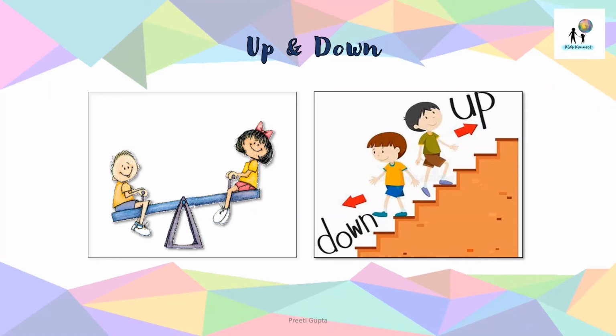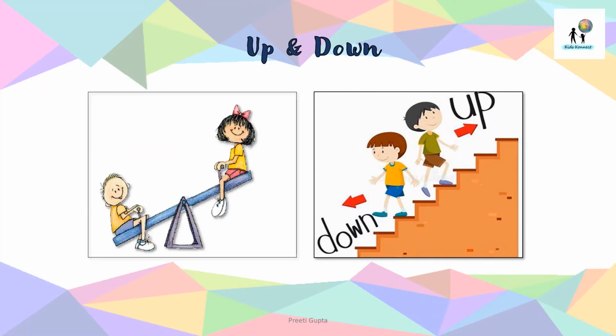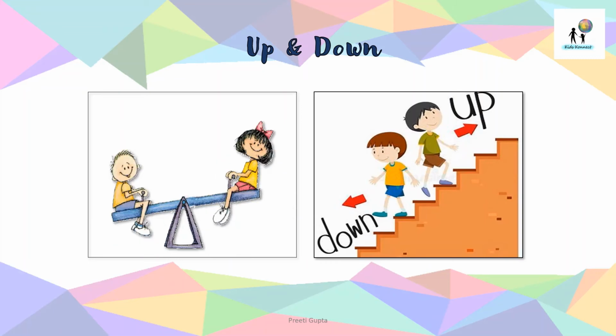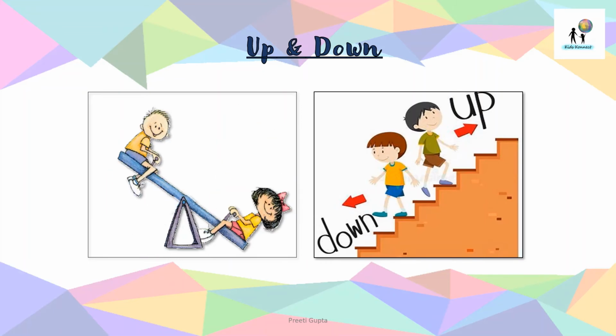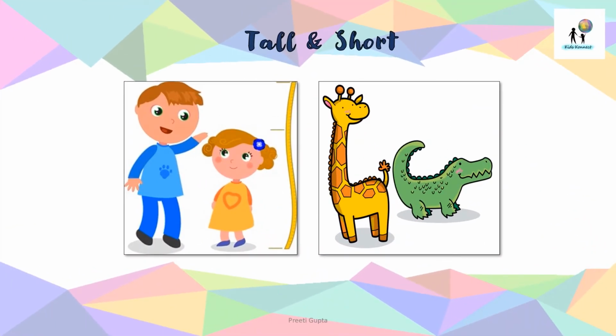Comes the concept of up and down. This concept is related to the position or direction of the object. The concept of tall and short. This concept is based on the height of the objects. You can also measure your height and know how tall you are. Let us compare the heights of few objects.